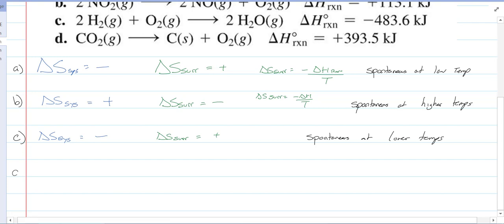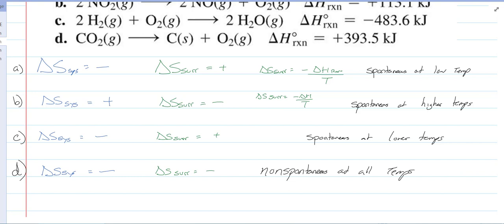And finally, D. We got 1 going to 2. Oh, we got 1 mole of gas going to 1 mole of gas and a solid. All right. But because we have a solid, delta S system is going to be negative. Also, delta S surroundings is going to be negative, which means we're going to be always non-spontaneous. Because solids are way more ordered than gases. So even though it's going from 1 thing to 2, because that carbon's a solid, we're becoming way more ordered.